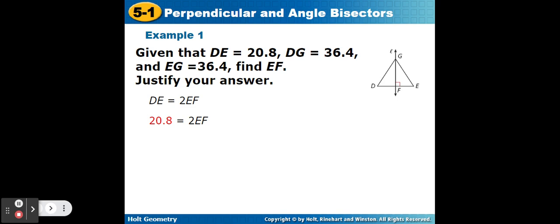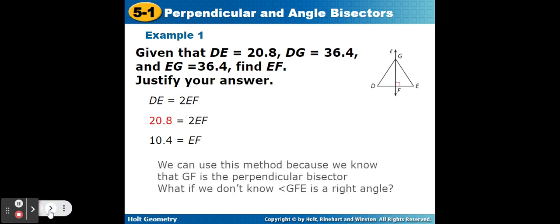Since DE is 20.8, I can substitute, and then I can use the division property of equality to determine the measure of EF. Now again, we can use this method because we know that GF is the perpendicular bisector because we are given that right angle. What if we don't know that GFE is a right angle? Well, in that case, we need to be given some other information. For example, we need to be told line L is the perpendicular bisector of DE. We need to be told DF is congruent to FE.